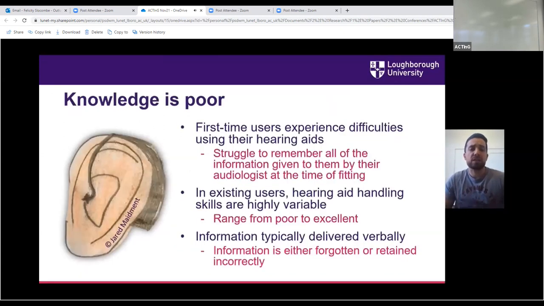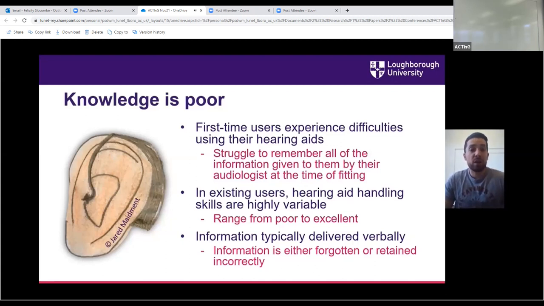Nevertheless, one of the key reasons that hearing aid use and adherence is so poor is because knowledge is very low in the general population with regards to hearing aids and hearing loss. Now, if we look at first-time hearing aid users, for instance, they often experience a lot of difficulties using their hearing aids. And this is because they often struggle to remember or recall all of the information that's been given to them during their hearing aid fitting appointment by a clinician or audiologist.